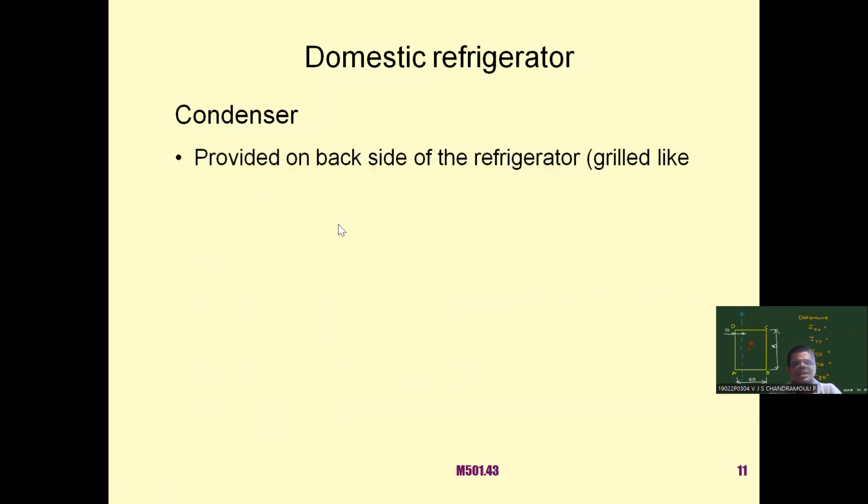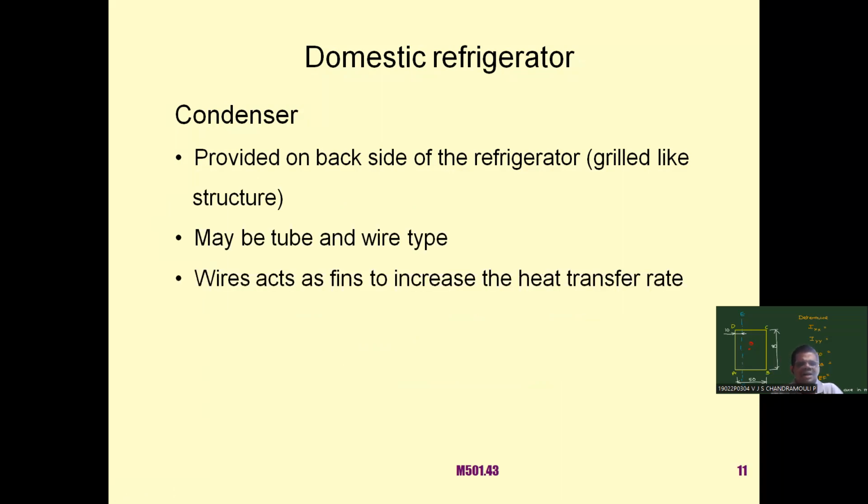Now coming on to the condenser, it is also provided on the back side of your refrigerator. This is a grill-like structure. If you observe the back side of your refrigerator, you can see this condenser just like a grill. Okay, it may be tube and wire type. This wire acts as fins and helps to increase the heat transfer rate.